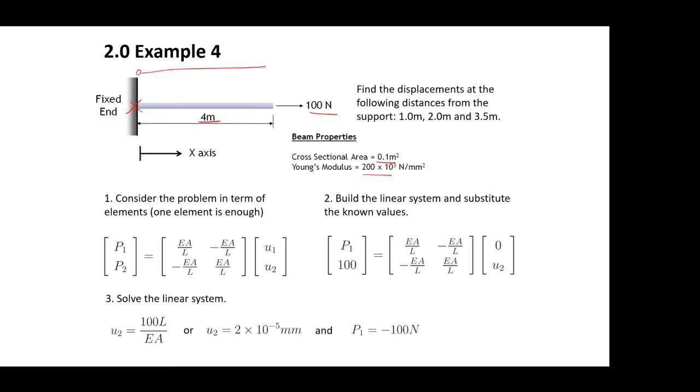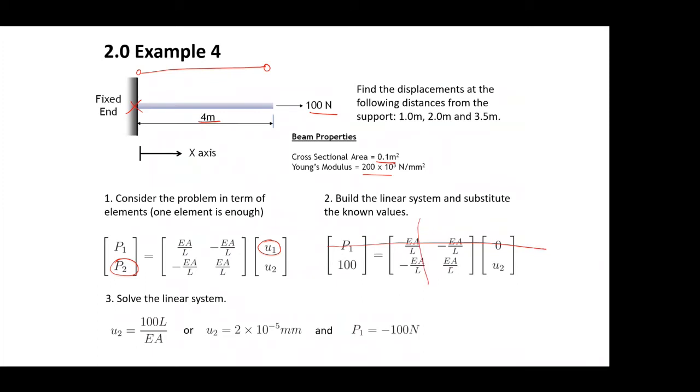So you have one element to do the whole domain. You have EA over L as the material properties. You can just write the stiffness matrix for this element. You substitute the boundary conditions: U1 is 0 and P2 is 100. You solve this problem, and this is very easy to solve if you do the reduced system.